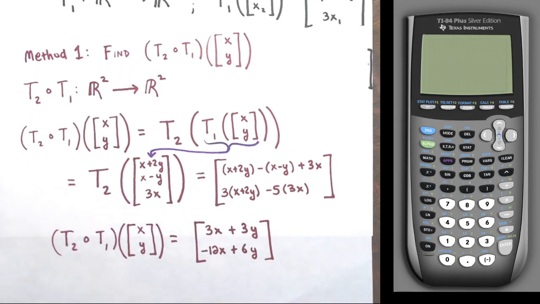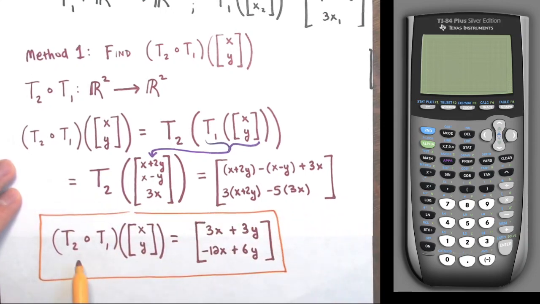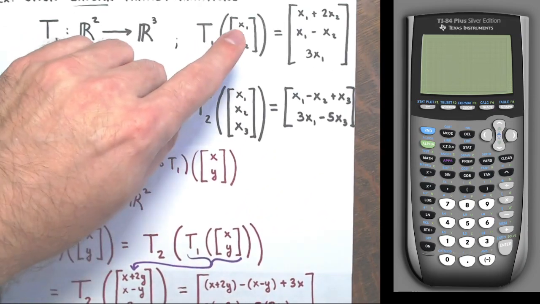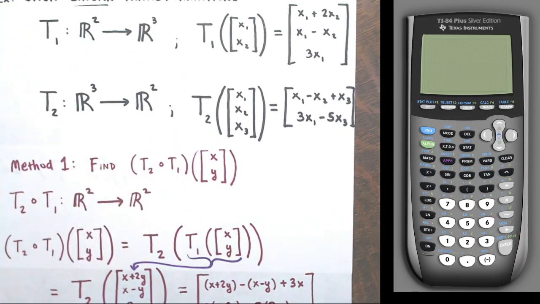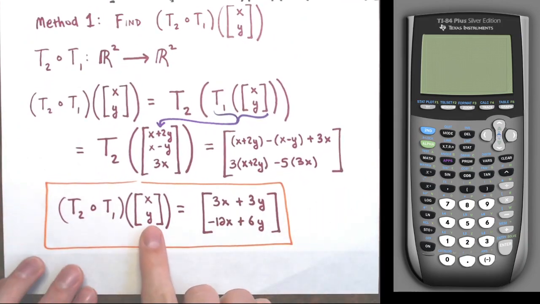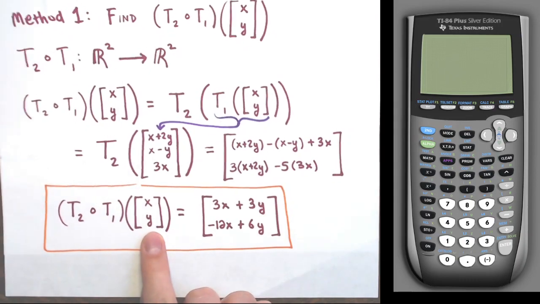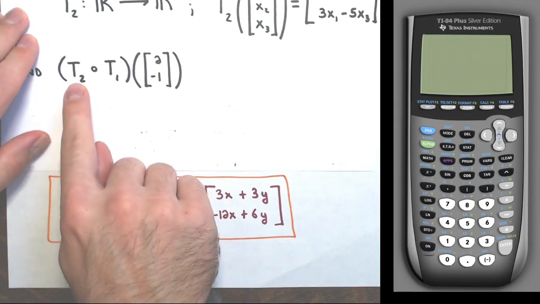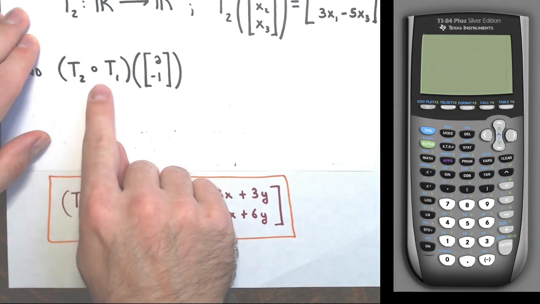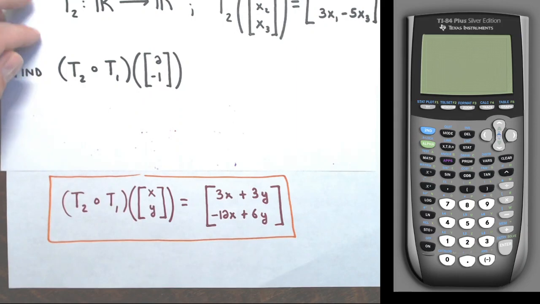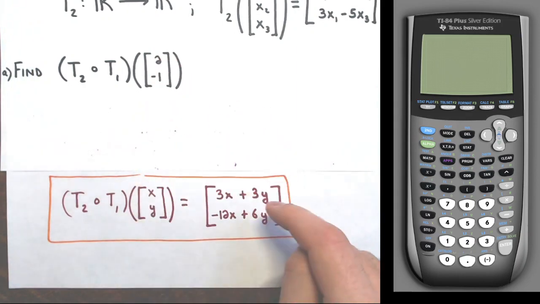So I'll put this in a little box, right? This is the rule for the composite function T2 composed with T1. Right, when T2 and T1 are these rules here, these transformations here. Okay, and then plug in the specific number, right, the specific vector that we were given. Right, we were asked to find what's T2 composed with T1. What's the value of this transformation at the input of the vector 2, negative 1. So I'm just replacing x with 2 and y with negative 1 down here.